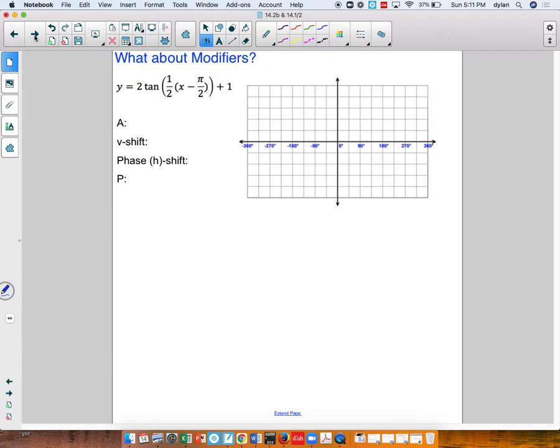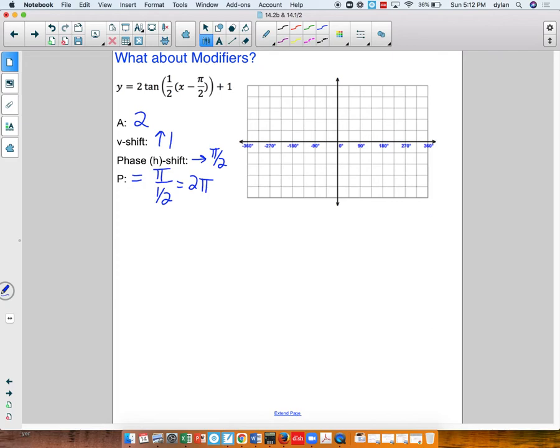So in this case, our amplitude is 2. Our vertical shift is 1, in this case, up 1. Our phase or horizontal shift is to the right, pi over 2. And our period is pi over 1/2. So our period in this case is going to be 2 pi, because it would have been pi and then we're doubling it.